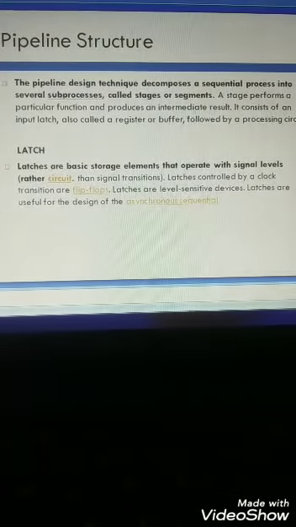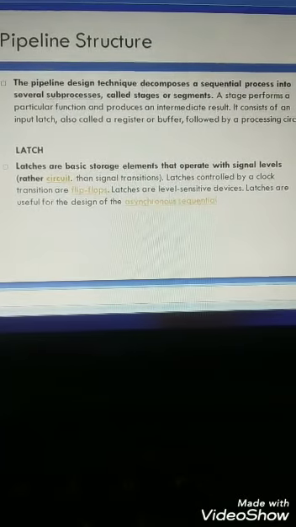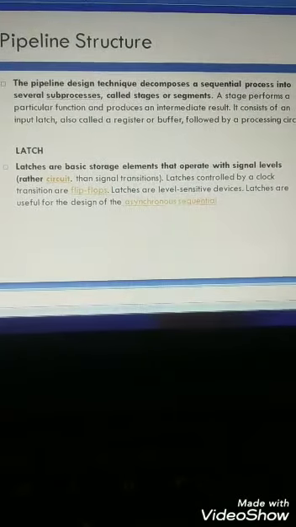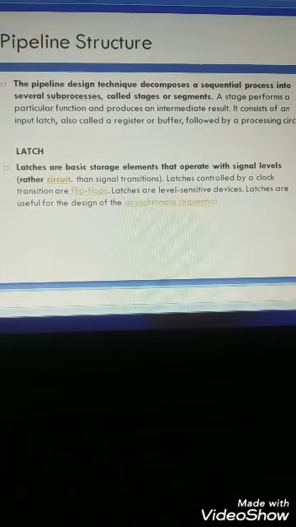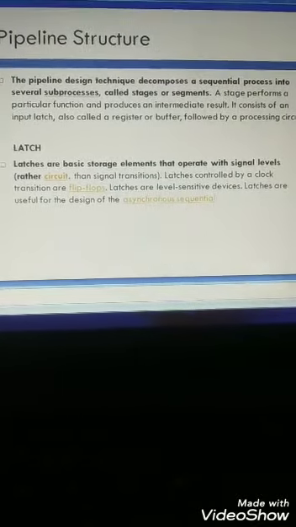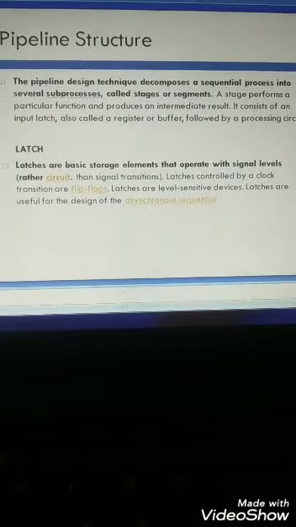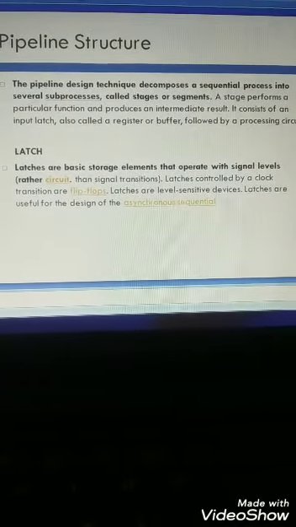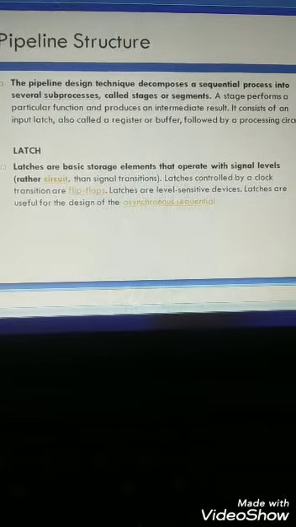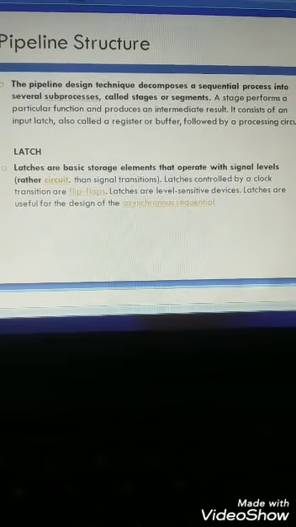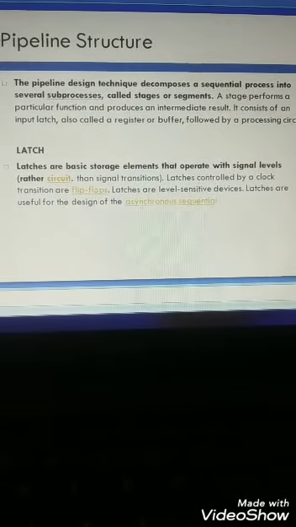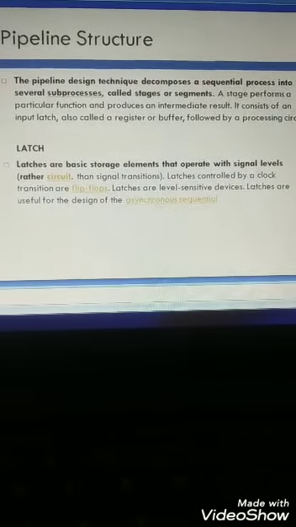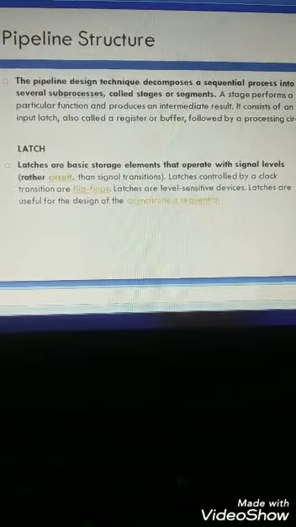A stage performs a particular function and produces an intermediate result. It consists of an input latch, also called a register or a buffer, followed by a processing circuit. What is a latch? Latches are a basic storage element that operates with the signal level. In a latch we can store our data, and it is a level-sensitive device. Latches are useful for the design of asynchronous sequential circuits.